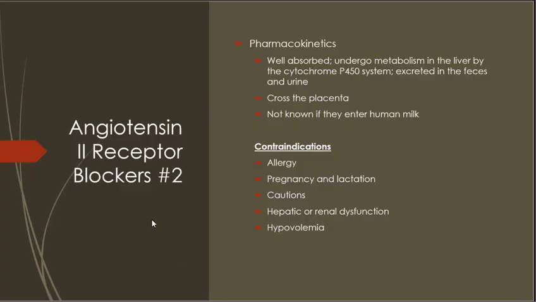So what this does, it's well absorbed. It undergoes metabolism in the liver by the cytochrome P450 system. It's excreted in the feces and urine. It crosses the placenta, and it's not known if it enters the human milk. It's not ethical to try to see if that works. As usual, the contraindications are allergies, pregnancy and lactation, with special considerations for those who have liver problems, kidney issues, and hypovolemia. If a patient cannot tolerate an ACE inhibitor, we will switch them over to an ARB. If the cough is that annoying, we will switch them to an ARB.